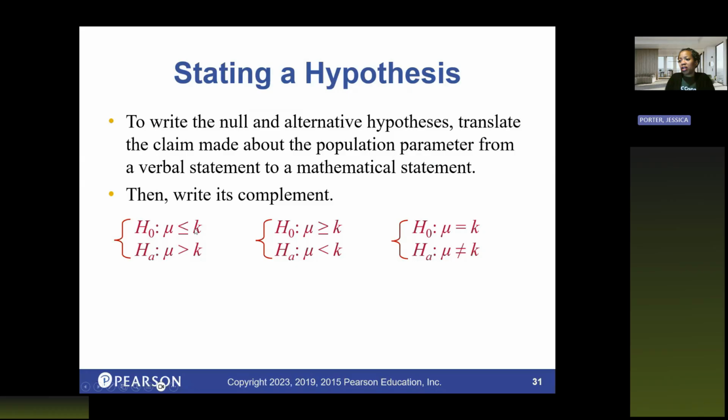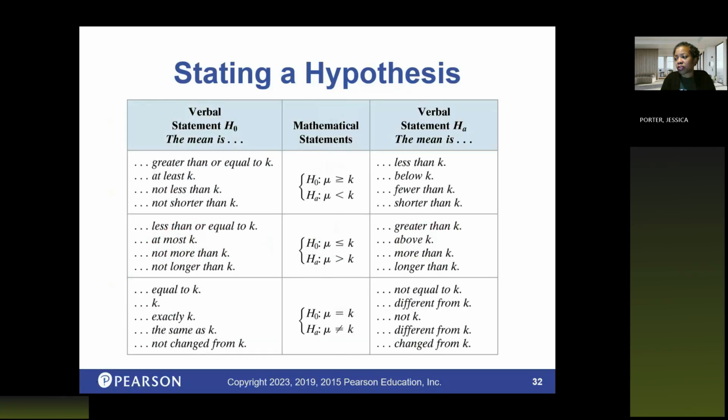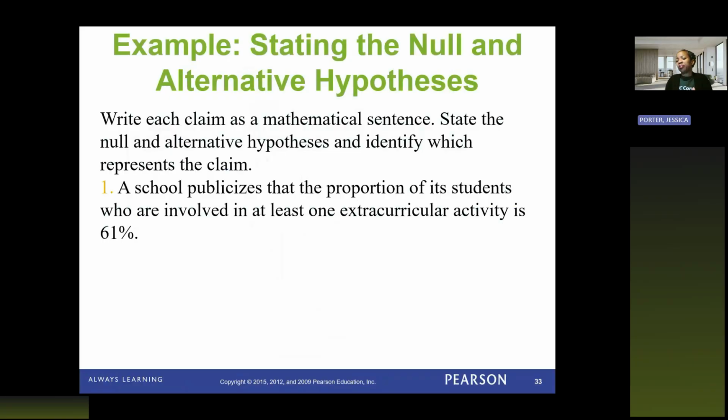If less than or equal to is the null, then the alternative is greater than. If greater than or equal to is the null, then the alternative is less than. If the null hypothesis is equal to, then the alternative is not equal to. Or just some other ways to state this. And now let's try some of these.